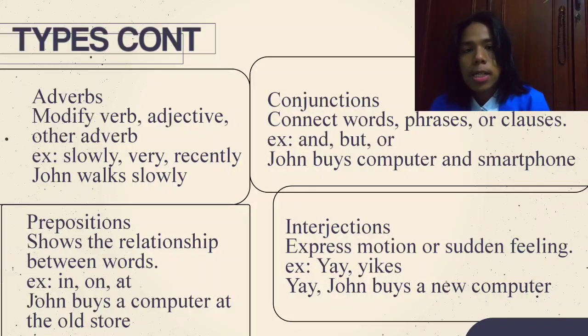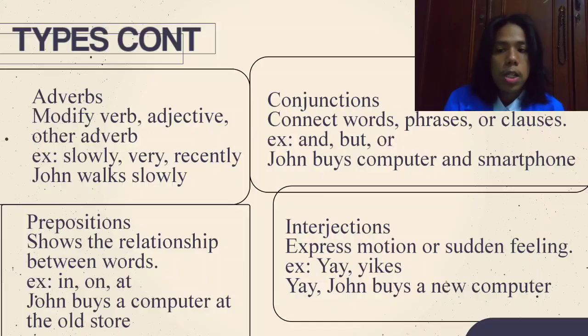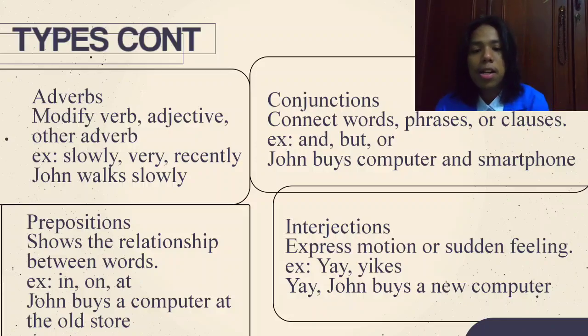Next, we have interjection. Interjections function to express emotion or sudden feeling. For example, yay and yikes. In the sentence, "Yay, John buys a new computer," it shows the feeling of the sentence. In this case, it expresses emotion, the feeling of being happy, like "Yay, John buys a new computer."